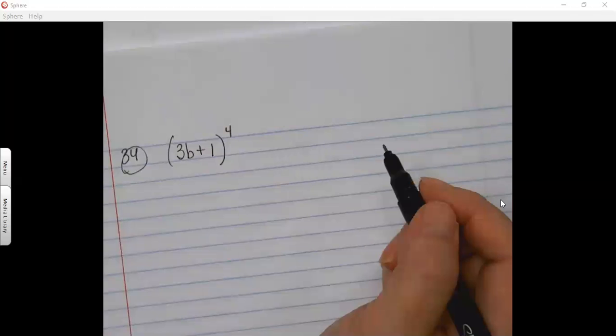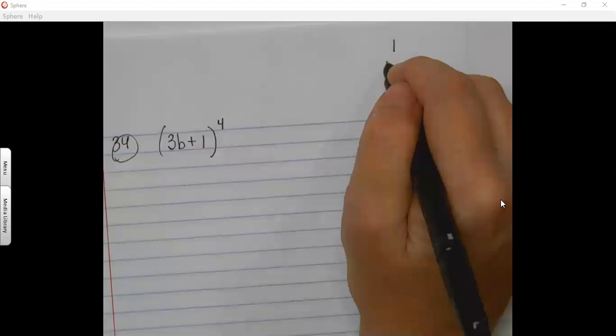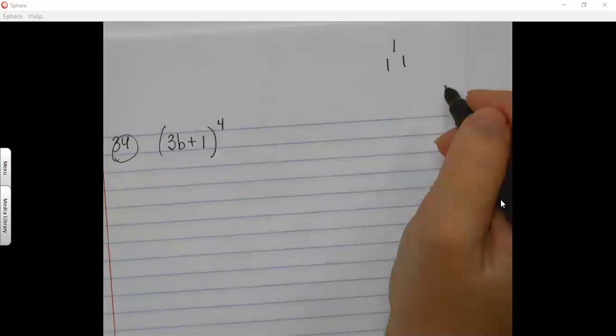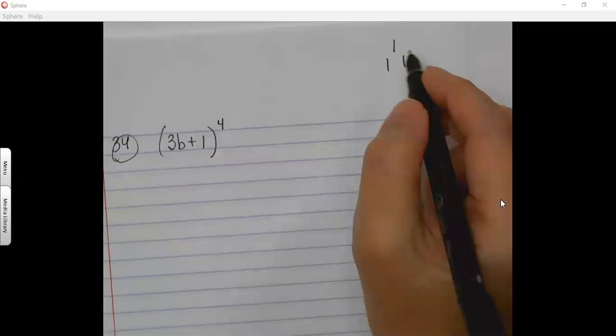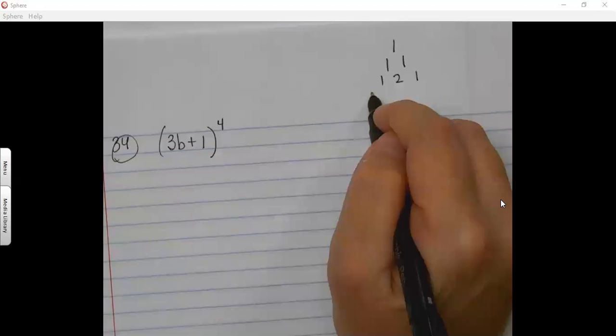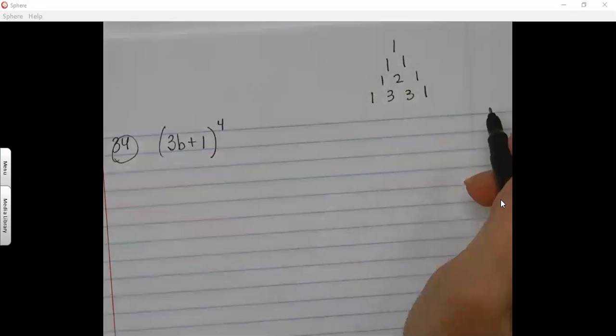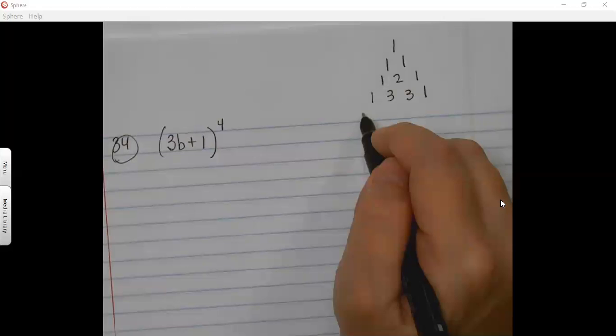Pascal's triangle, what's the number at the very top? 1. Then 1, 1. Okay, and then what, Jeremy? 1, 2, 1. And then 1, 3, 3. Yes, always the one on the outside. Can we stop here? Is this the one we need? No. Do another one. We have 1, 4, 6, 4, 1.